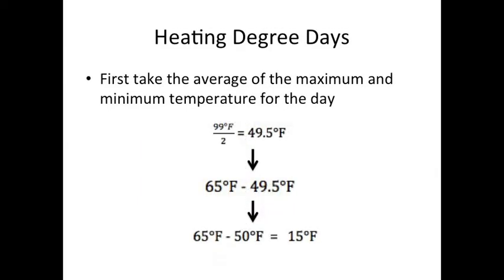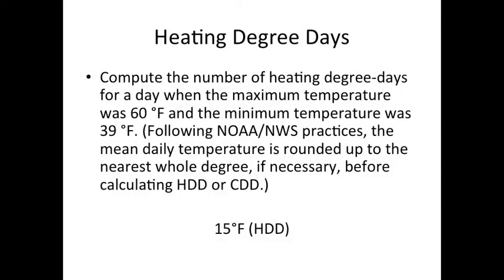So now we're going to want to subtract 49.5 from 65 degrees Fahrenheit. 65 degrees Fahrenheit is a variable temperature given for heating degree days in the calculation given by the NOAA and NWS practices. But remember, 49.5 has to be rounded up to 50 degrees Fahrenheit. So now we have 65 degrees Fahrenheit minus 50 degrees Fahrenheit, and that will give you 15 degrees Fahrenheit. So now we have our final answer of 15 degrees Fahrenheit.